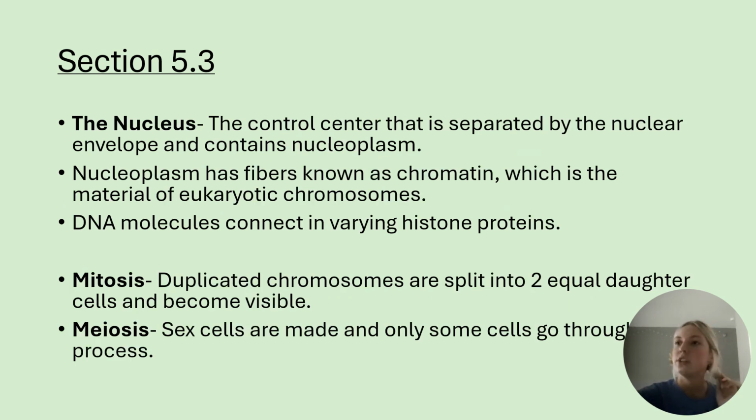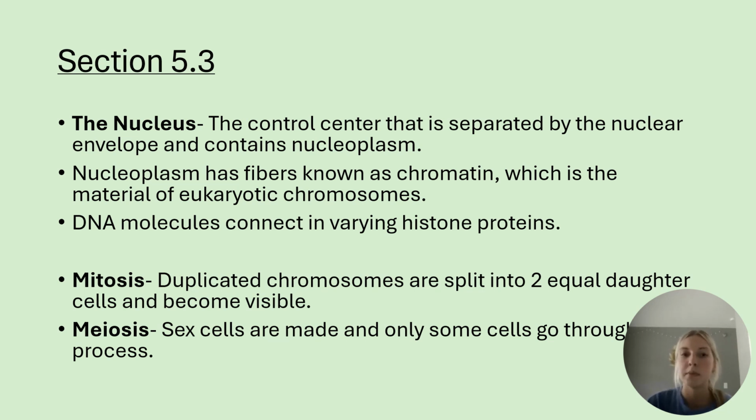Now moving on to 5.3, which is really focused on the nucleus. The nucleus is the control center, which is separated by the nuclear envelope, and it contains nucleoplasm. Nucleoplasm has fibers known as chromatin, which is the material of eukaryotic chromosomes. DNA molecules connect with varying histone proteins also.